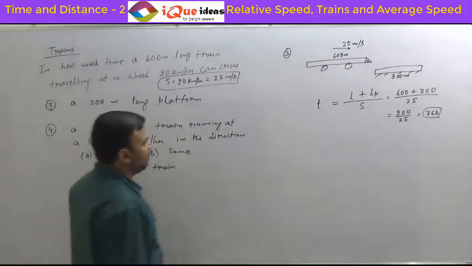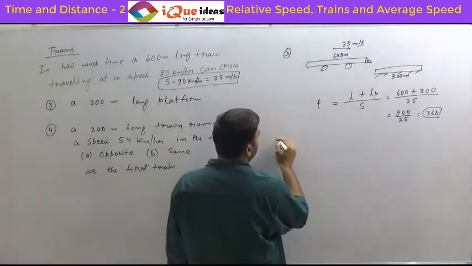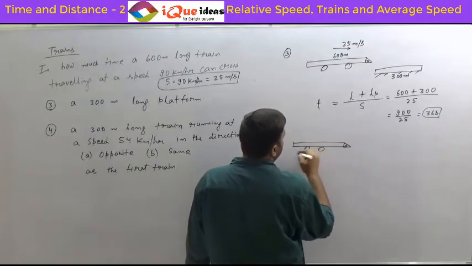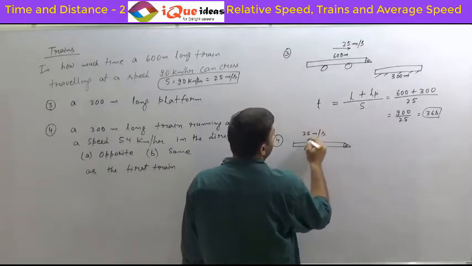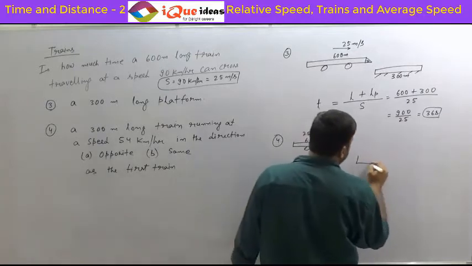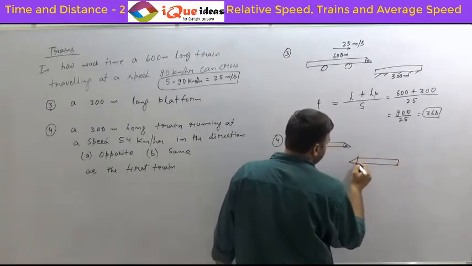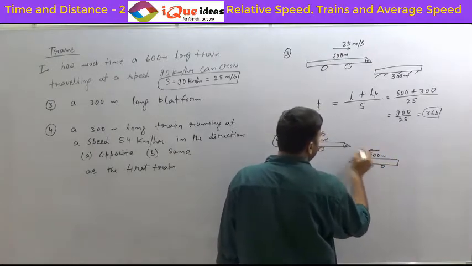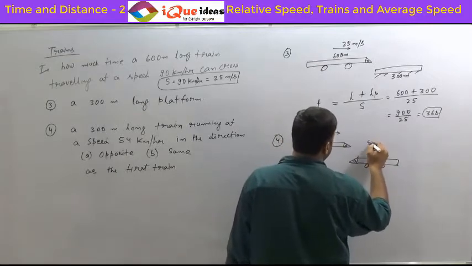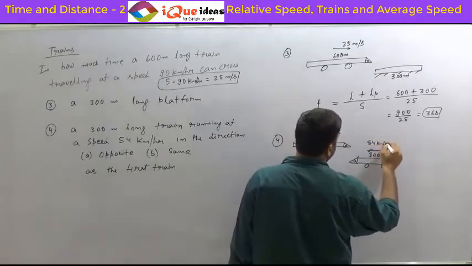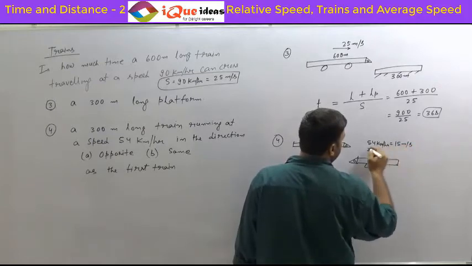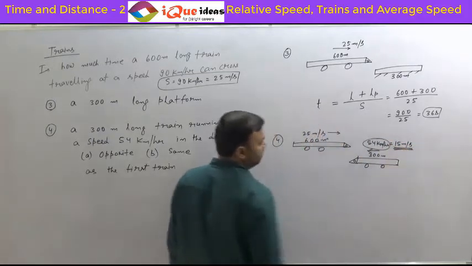Now the fourth case. What is happening? The first train that we had was already moving at a speed of 25 meters per second. Its length is 600 meters. Now there is another train. Let's say that it is moving in the opposite direction to the first case. Its length is 300 meters and it is moving in this direction at a speed of 54 kilometers per hour. So 54 kilometers per hour we have to convert into meters per second. This will become 18 3s are 54, so 5 3s are 15 meters per second. Remember, now we have to consider 15 meters per second.